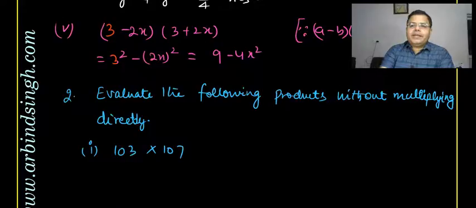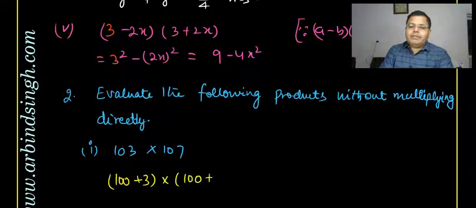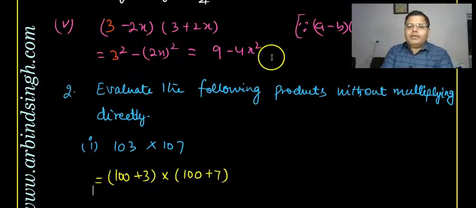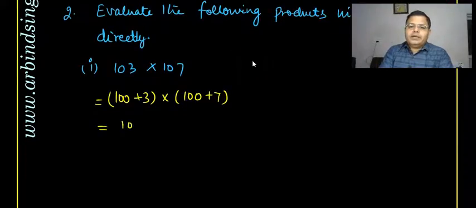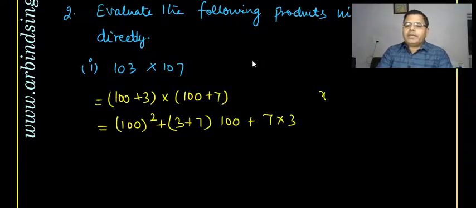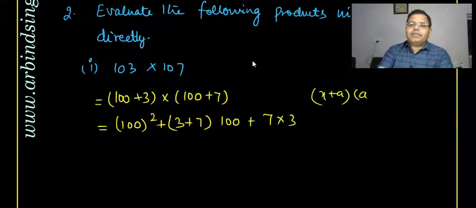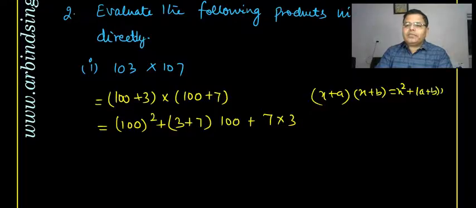So we can write it in the previous pattern: 103 is 100 plus 3, and 107 can be written as 100 plus 7. Now using the identity, we will have 100 square plus 3 plus 7, a plus b, into 100, plus 7 into 3, that is 21. What I have used here is x plus a into x plus b is x square plus a plus b into x plus ab. This is what I have used here. I hope you got it.